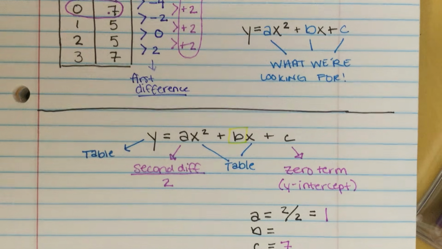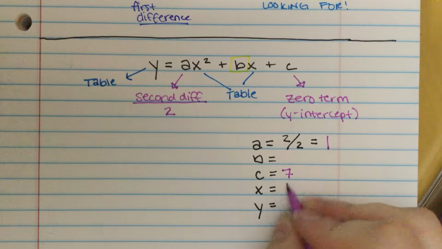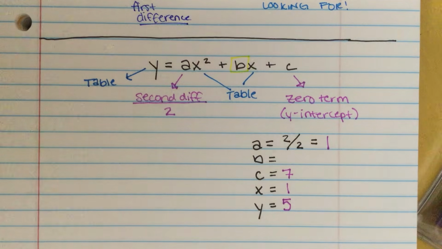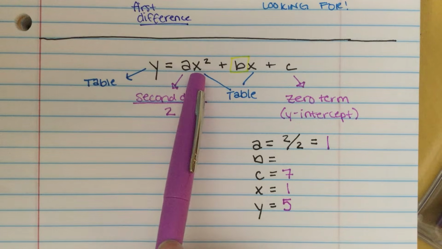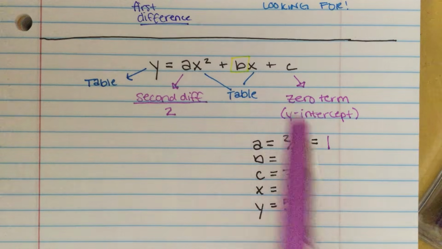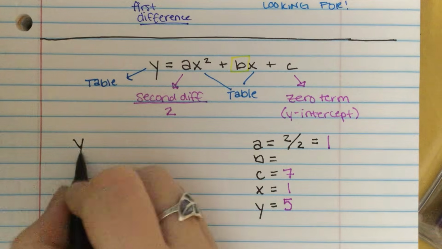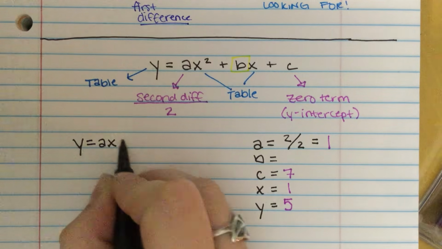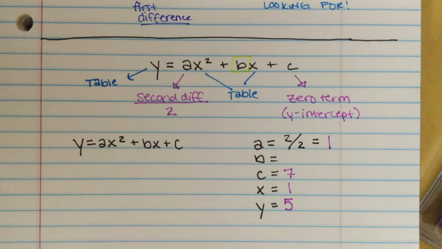So I'm going to choose the point 1, 5. But again, you could choose any point you wanted to. So I now have y, a, x, and c. The only one I'm missing is b. Because of that, I'm able to actually solve backwards to find that missing value. So I'm going to start with my standard function. And I'm just going to plug in what I know.